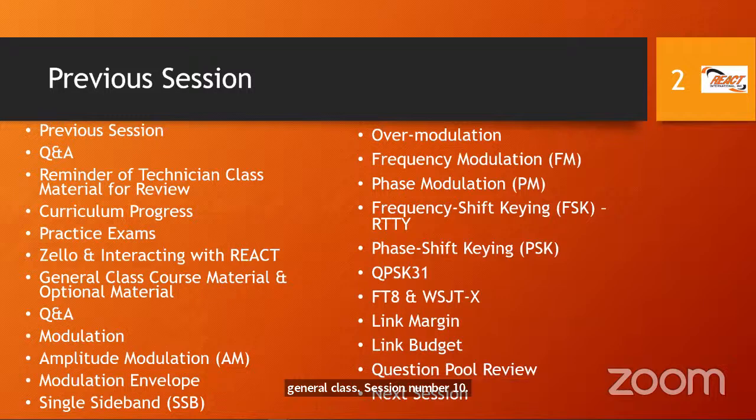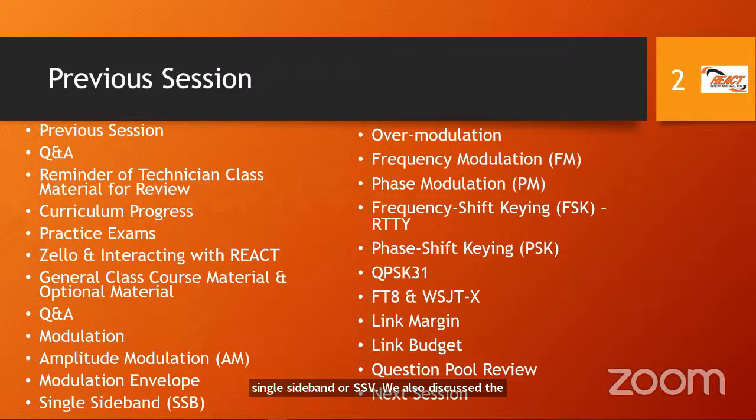During our previous session, we discussed the concepts of modulation. We looked at amplitude modulation, or AM. We discussed modulation envelope. Then we talked about single sideband, or SSB. We also discussed the consequence of overmodulation.